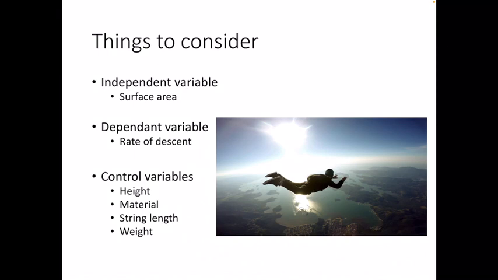Now a dependent variable, and that is what we are going to measure. That's what we're going to record, and I've got mine down as my rate of descent. So that's how quickly it falls from the ceiling to the floor. And the way I'm going to do that is with a timer, a stopwatch. I'm going to start it when I first drop it, and I will stop it when it hits the floor.